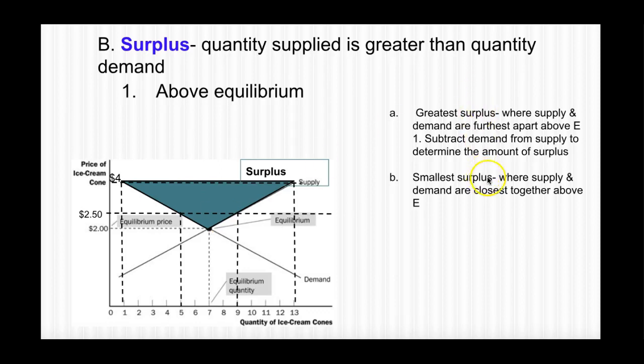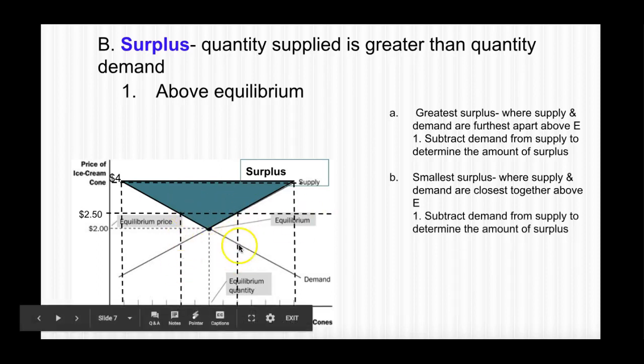So whenever I ask about the smallest surplus, I'm asking about the points that are actually plotted, the points I'm giving you on your supply and demand curve. So at $2.50, this is going to be our smallest surplus, because these are the points that I have figured out that are closest to equilibrium. And to figure out how much of a surplus there is, again, I'm going to subtract the demand from the supply, the supply quantity minus the demand quantity.